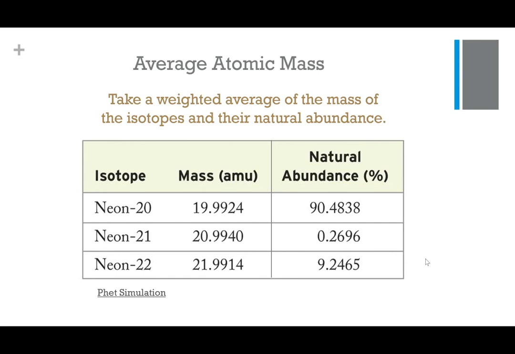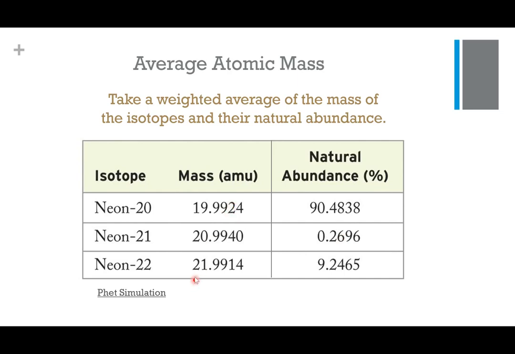So let's say I had a jar of neon sitting next to me. I reach in, I grab an atom of neon, I pull it out. 90% of the time, that isotope will be a neon 20 isotope, so 10 protons, 10 neutrons. I reach in, I pull out another atom. Down here at the bottom, 9% of the time, that would be neon 22. I reach in, I grab another atom, and 0.26% of the time, so basically never, that would be neon 21.